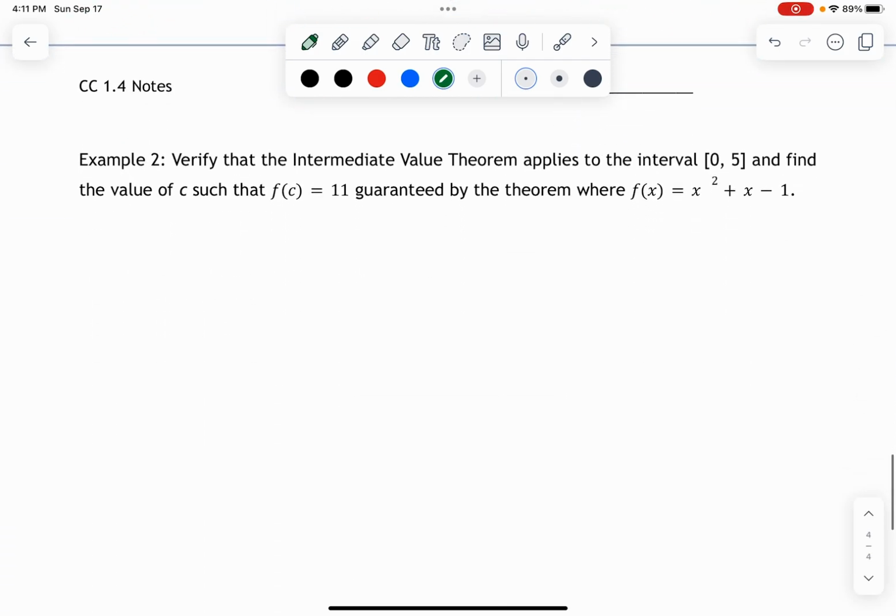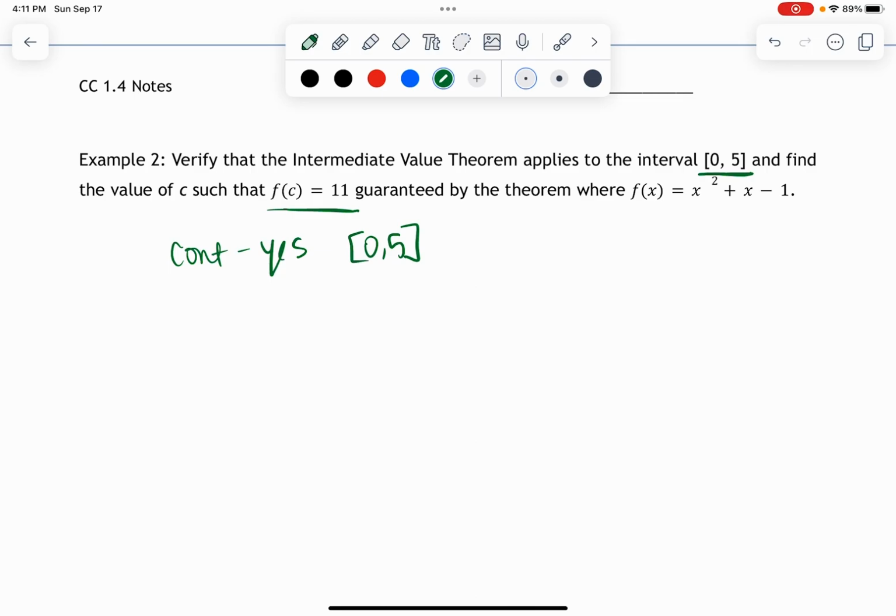Verify that the intermediate value theorem applies. So is it continuous? That's our first question. We'll look at the function. It is a quadratic function, which means it's a parabola. So I would say, yes, it's continuous. It's continuous from 0 to 5, which is where it's important, because that is the restricted domain that we're looking at. And then it says find the value c such that f of c equals 11, guaranteed by the theorem.